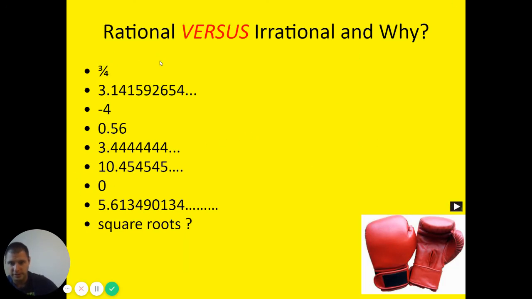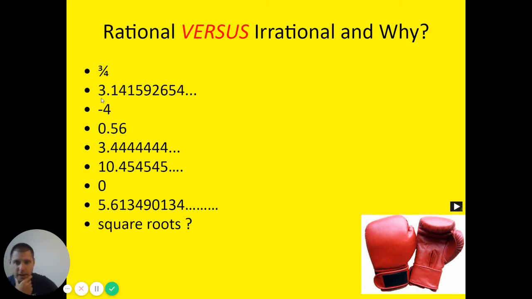So let's look at some of these examples really quick, whether they're rational or irrational. I'll do a couple more examples after this because I can write on the screen. The first one here is 3/4. Well, that's rational because it's a fraction, right? So it's a rational number.